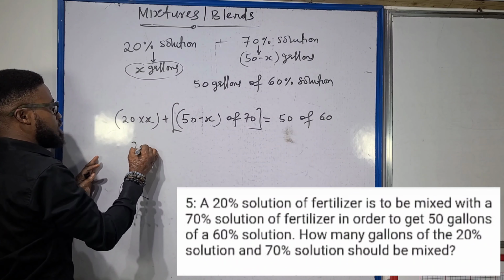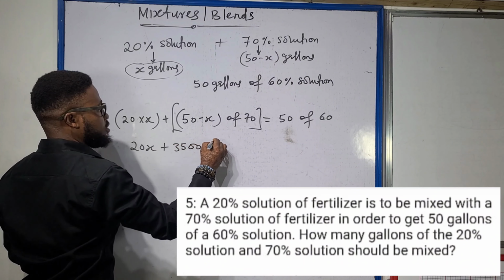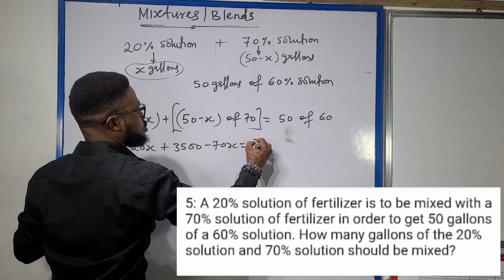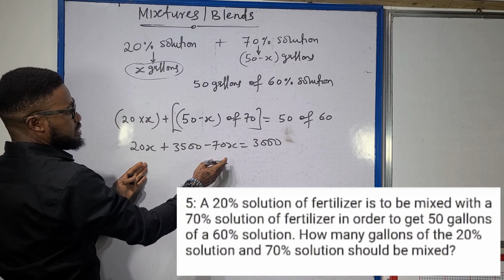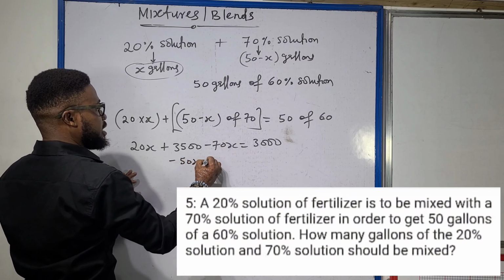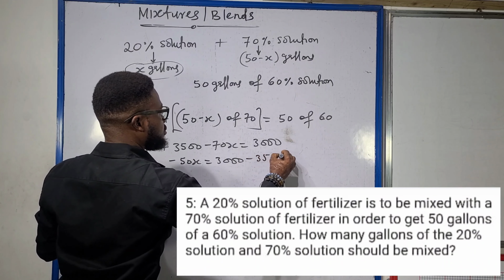So this is going to be 20x. This is going to be 3,500 minus 70x equals 3,000. So what this means is 20x minus 70x, that's minus 50x, equals 3,000 minus 3,500.